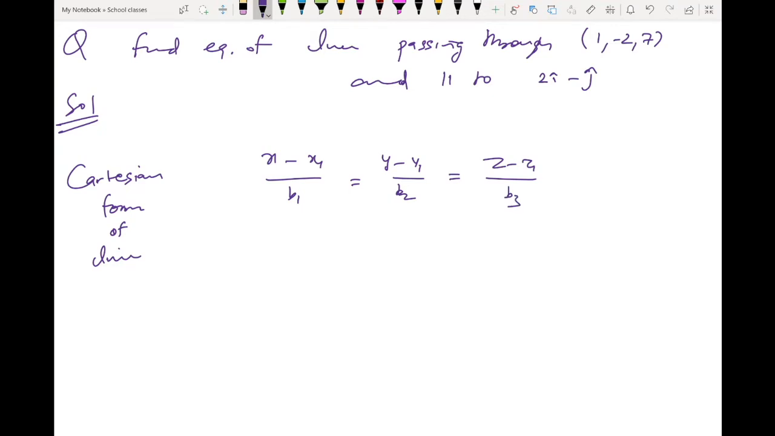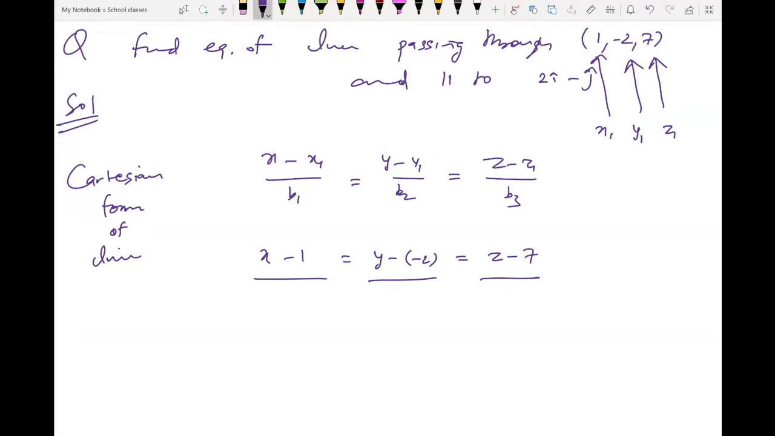So what are x1, y1, z1? x1 is 1, y1 is minus 2, and z1 is 7. So you just replace it. x minus 1, y minus (minus 2), z minus 7, divided by b1, b2, b3. What are b1, b2, b3? They are basically the direction ratios of the vector to which the line is parallel. So what is this vector?